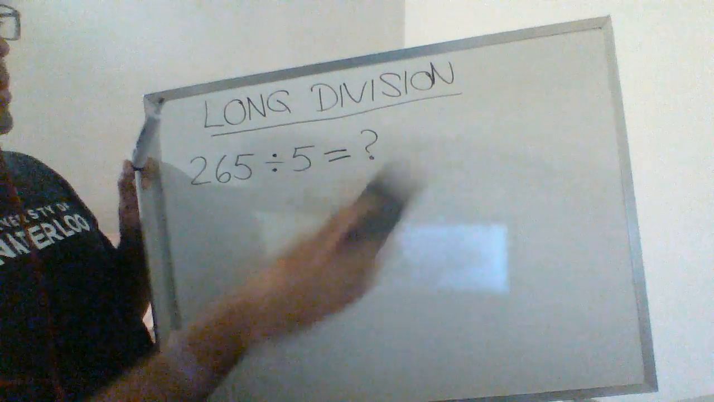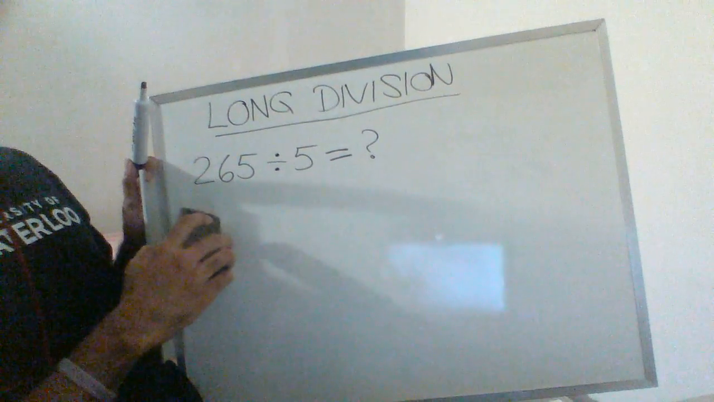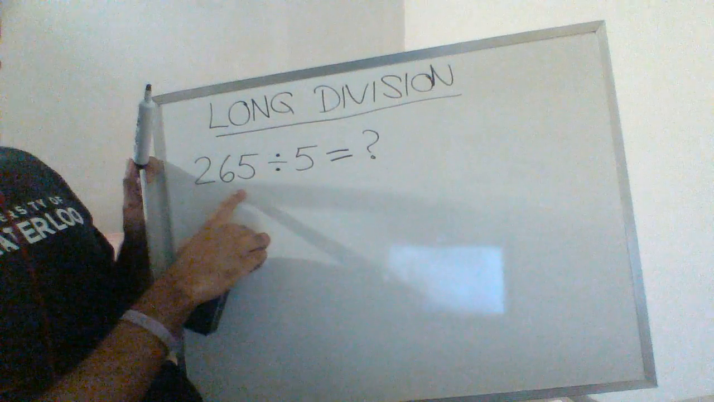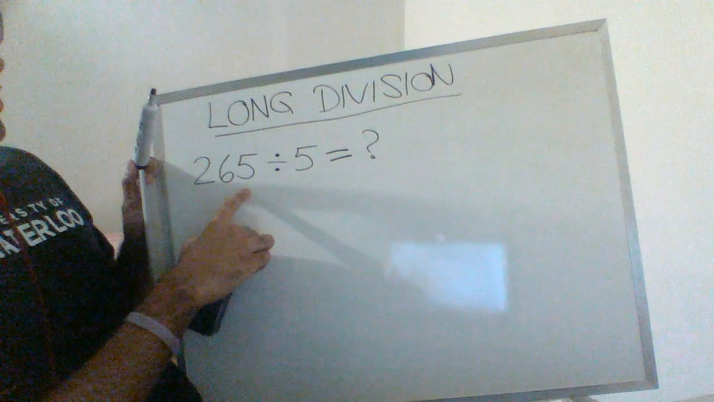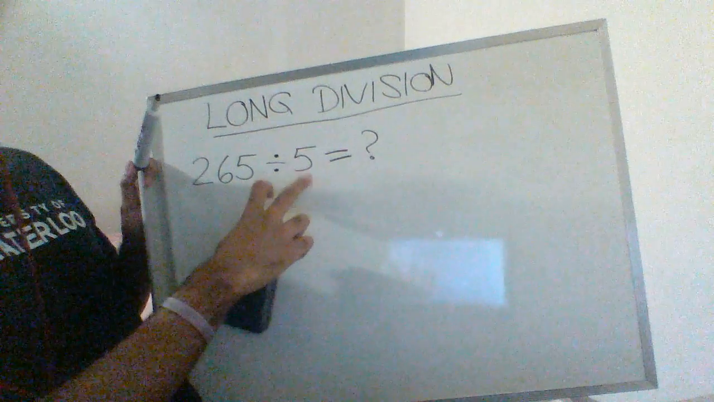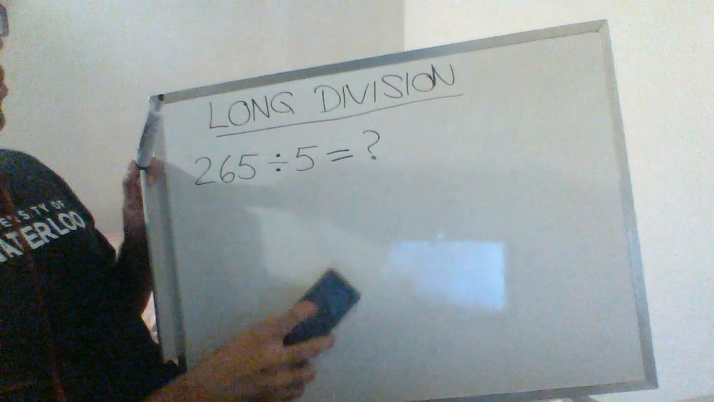We'll touch on that a little bit later, but hopefully you remember from years gone by that if the number that you're dividing ends in a 5 or a 0, then it is going to be divisible by 5. So this answer should be a whole number.